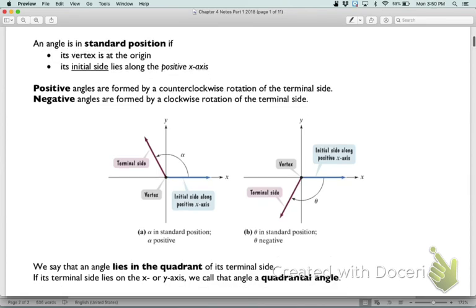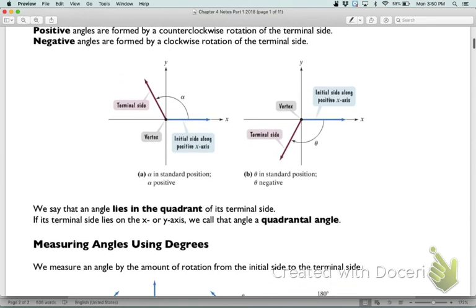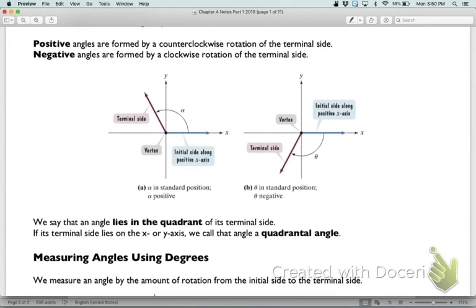Now we determine the location of an angle based on the quadrant where its terminal side lands. Now, something that you probably haven't had to think about a whole lot since Algebra 1 is how to name your quadrants.